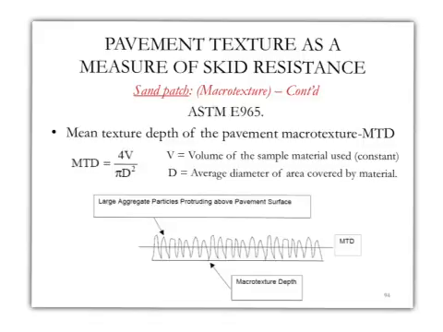So once I know the average diameter, then I can get the area, and then MTD is 4V over pi d squared. This is going to give you an indication of what the mean texture depth would be. And as I mentioned before, larger aggregate particles protruding above the pavement surface are going to indicate a high MTD and high texture of the surface.